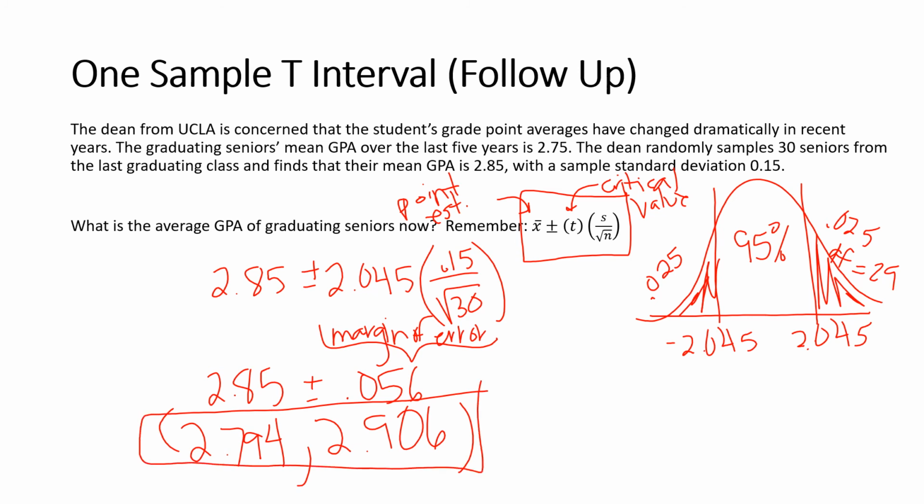So we are 95% confident that the true mean GPA for all graduating seniors is now between 2.794 and 2.906. So I can say with 95% confidence that the mean GPA has increased since the last 5 years. The average was 2.75. This entire interval is more than 2.75, so I know for sure that the average GPA has increased for graduating seniors at UCLA.